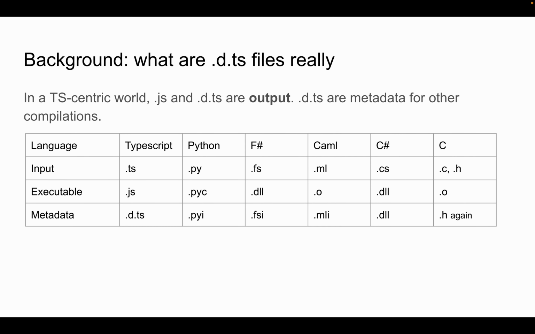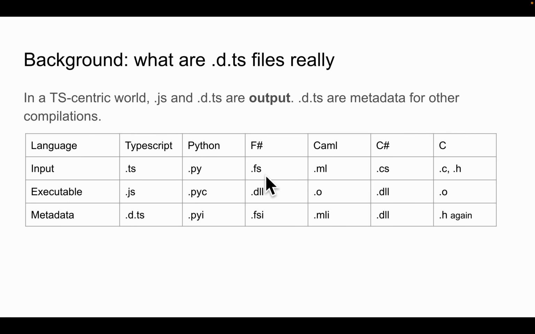Why does it exist? To talk about that, we need to figure out what DTS files really are. In a TypeScript-centric world, one where TypeScript is the only thing that anybody ever writes, JS and DTS files are both output. You have JS for running things, and you have DTS for metadata. So if somebody shows up with a package, at compile time, you'll use the DTS metadata to interface with that package, and then of course you'll run the JS at runtime. You don't ever actually want to have to look at the DTS file, in the same way that you wouldn't want to have to look at the JS file.